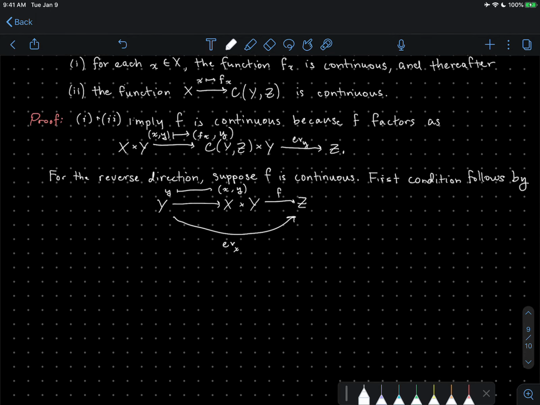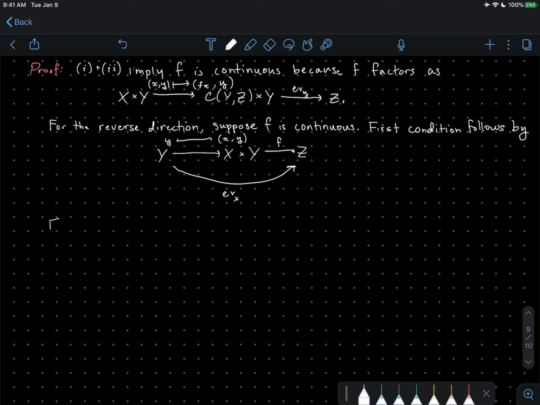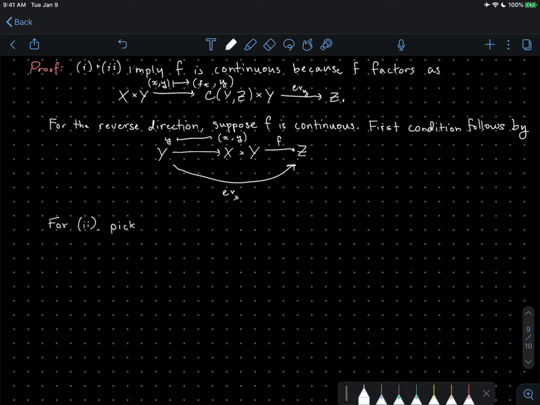All right. So for the second condition, for condition 2, let's pick some little x in X, a compact K subset of Y, and an open O subset of Z, such that f is in U of K comma O.